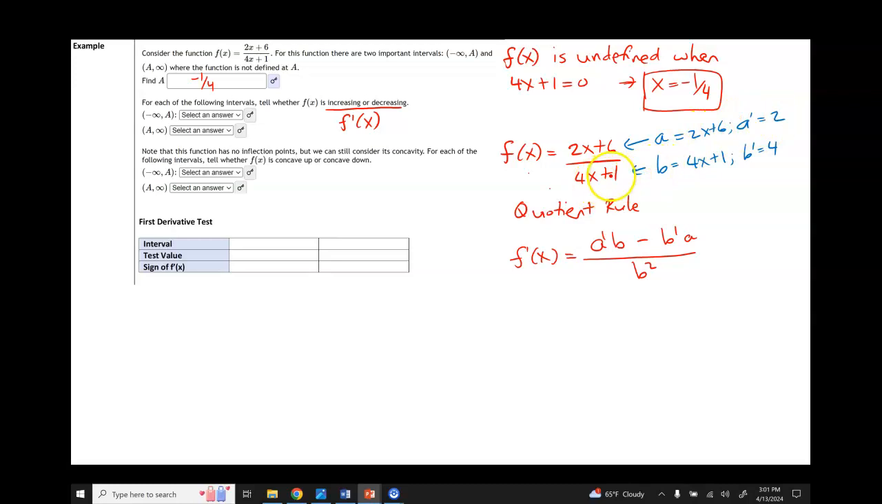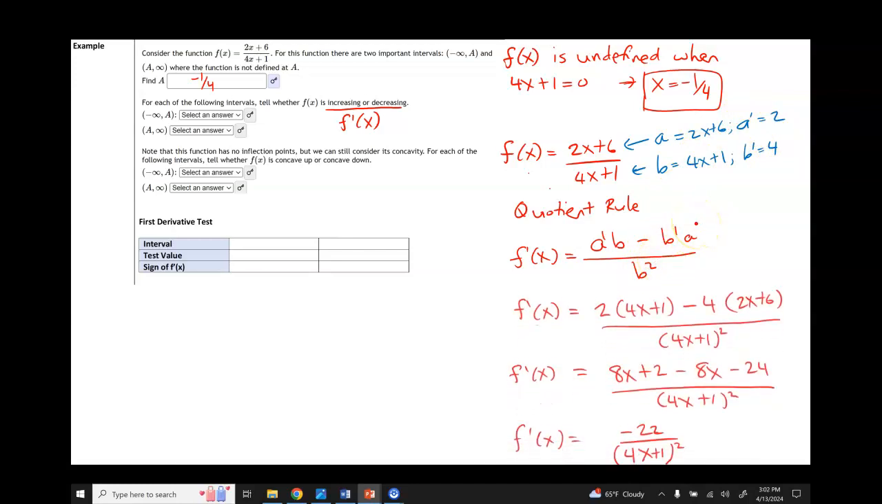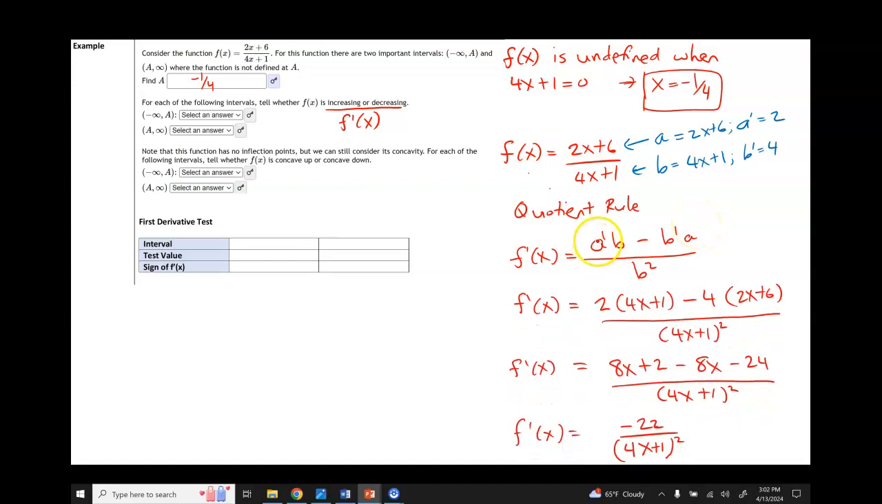My b is 4x plus 1, and my b prime is 4. From here, I'm going to take a prime times b minus b prime times a all over b squared. So if I do that, my a prime is 2 times 4x plus 1, which is my b, minus my b prime, which is 4, times 2x plus 6, which is my a. I distribute and I simplify, and I get negative 22 over 4x plus 1 squared. That is going to be my first derivative.